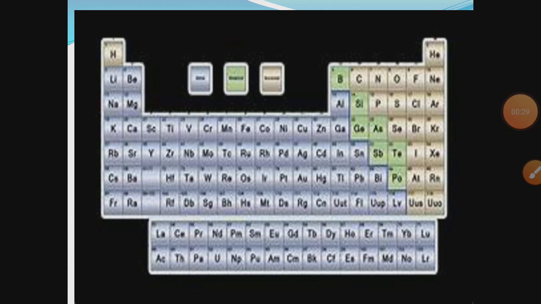Now in this slide, I have shown you the periodic table. In the periodic table, 118 elements have been listed. Out of these elements, some are known as metals, some are non-metals, and some are having the properties of metals as well as non-metals. So they are considered to be the metalloids.